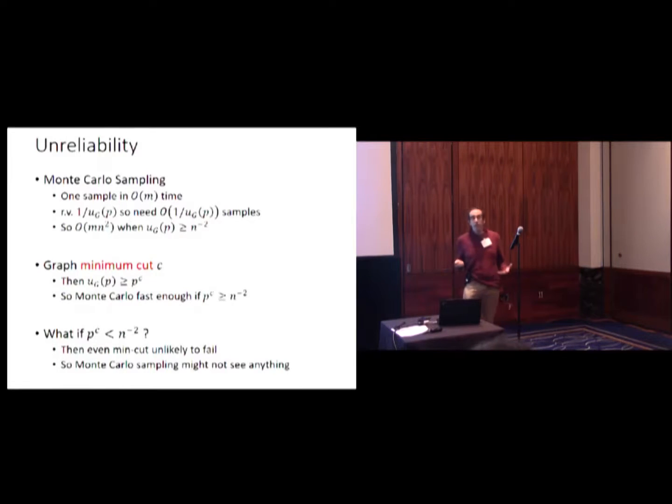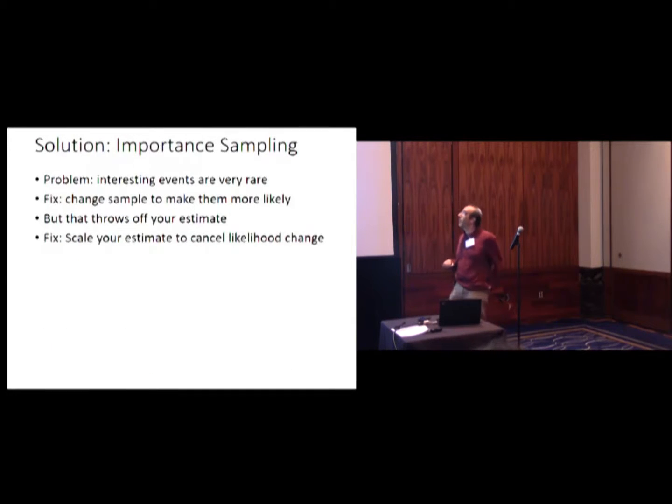So the solution to this problem is an idea that's generally called importance sampling. There's this event I'm interested in. It's not very likely. So what I'm going to do is sample from a different distribution which focuses on the event that I care about and makes it more likely. Now, of course, since I am now making failures more likely, that's going to throw off my estimate. So in order to fix this, I'm just going to scale my estimate back to cancel out the likelihood change that I introduced by changing my distribution.